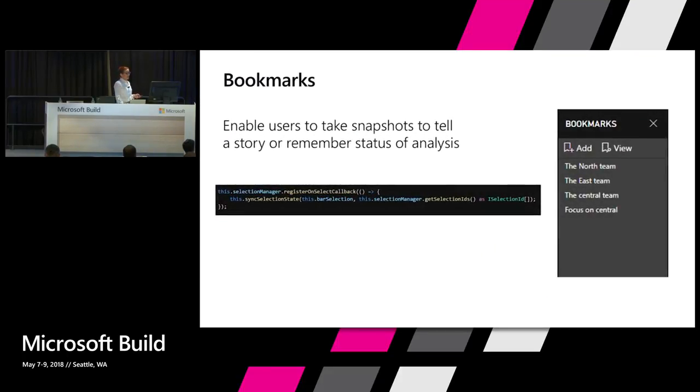The second feature is bookmarks, which enables users to save snapshots and states of their report, which they can easily go back and find, for example, here in the new bookmarks pane. And this is the code snippet that you can add into your custom visuals to support bookmarks. This is good, for example, for purposes like storytelling or just going back to your last analysis.